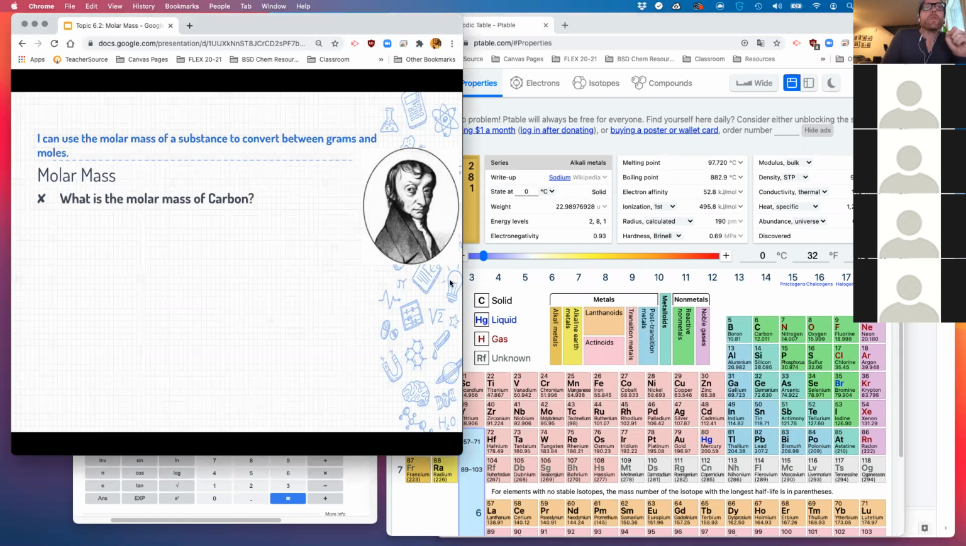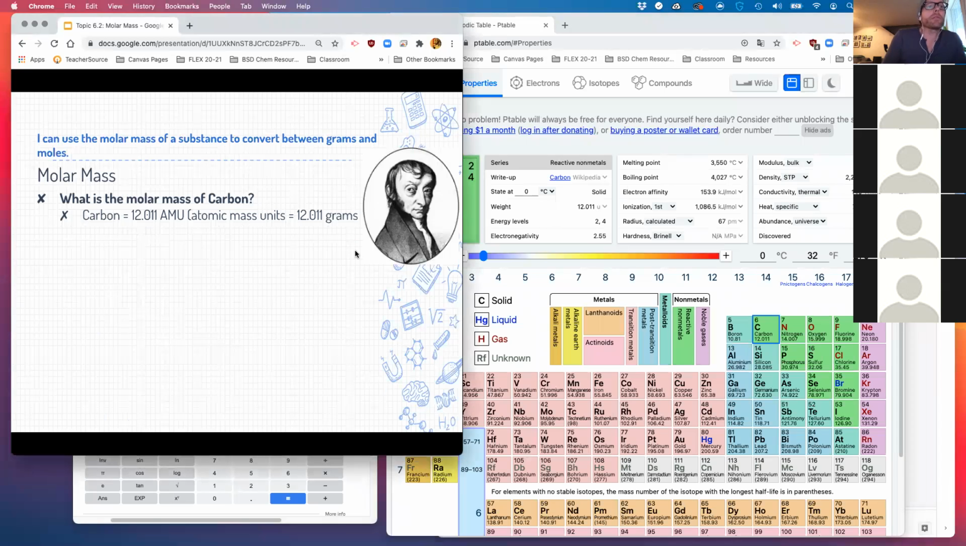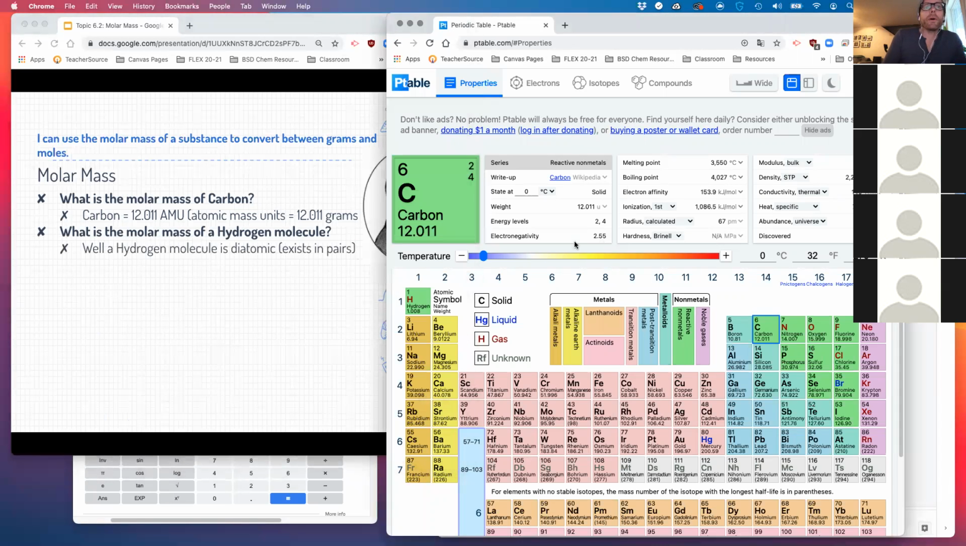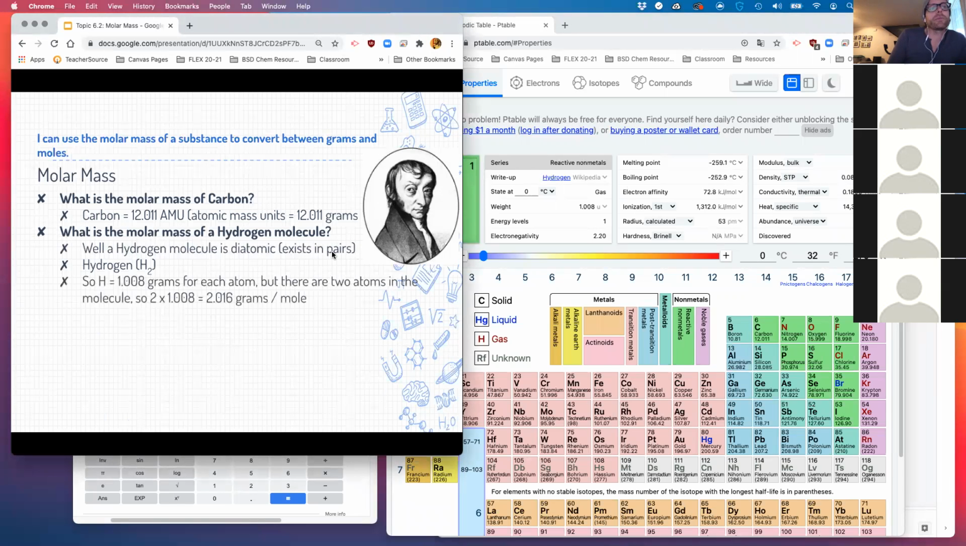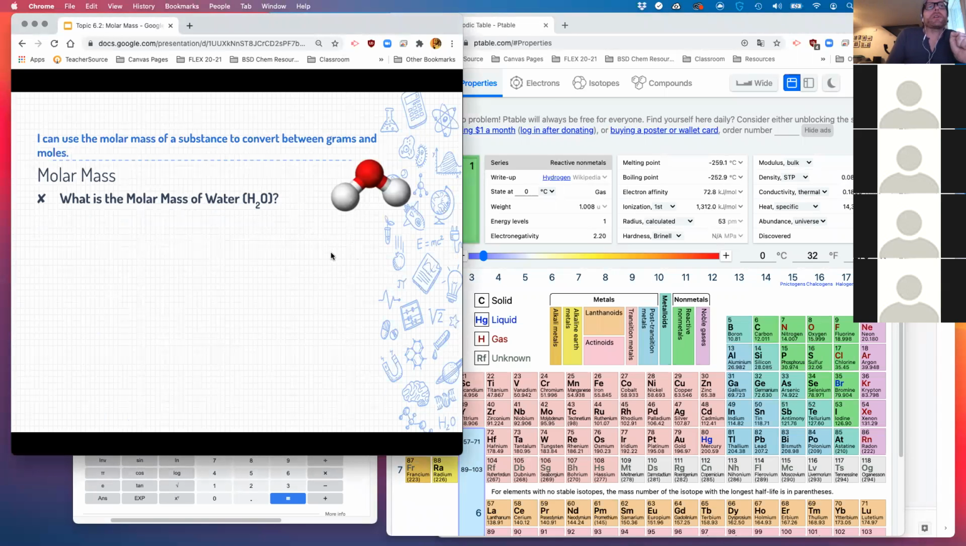So what would the molar mass of carbon be? Well, I just look over here at carbon. Carbon is 12.011 grams. Okay, easy. What about hydrogen? Well, a single hydrogen atom would be 1.008. But if I had a hydrogen molecule, it'd be 2 of those because hydrogen is H2. Okay, so our first one is, what would the molar mass of water be?